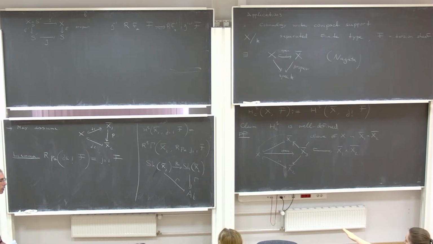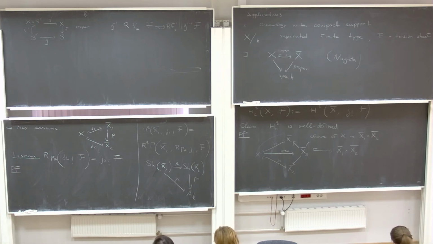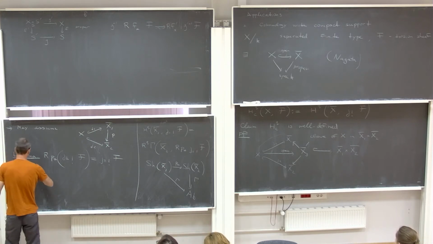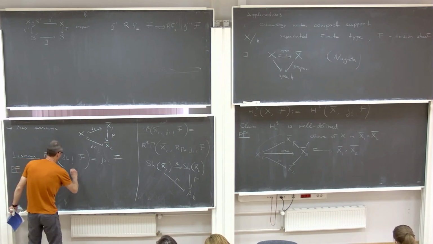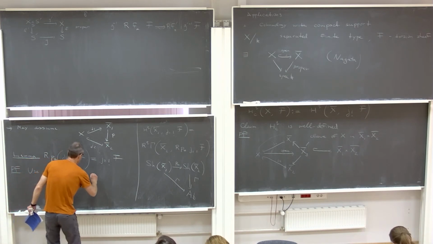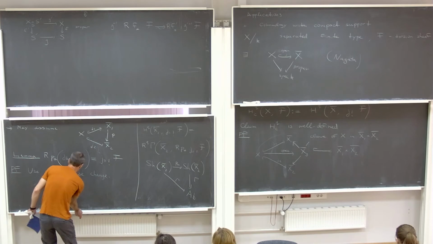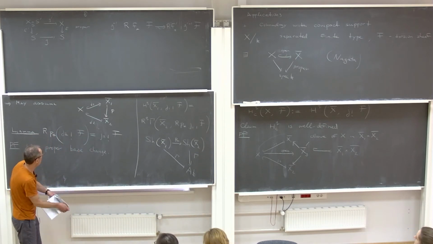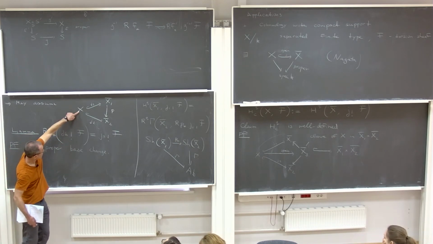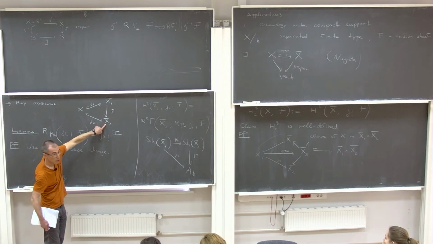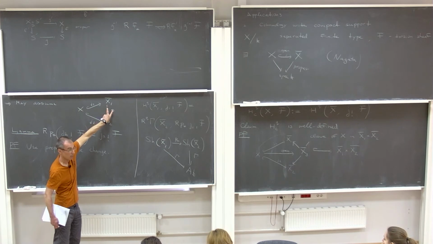So now, the statement of the lemma. Well, just use proper base change. Okay, so how do you use it? First of all, if you take this guy and restrict it to X, X is an open subset in X2. Nothing changes because over X, this map is an isomorphism, right?